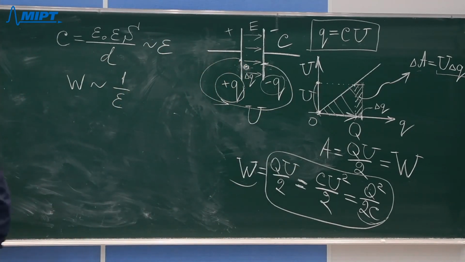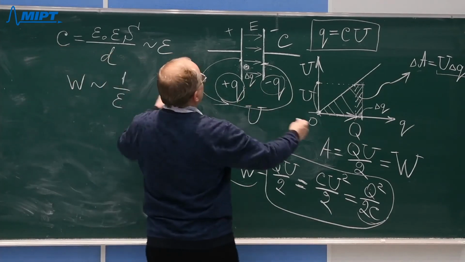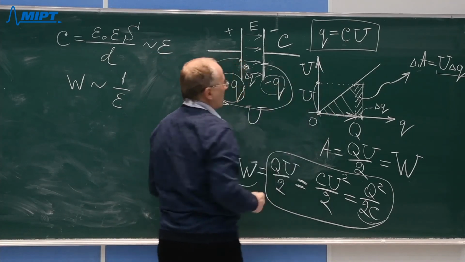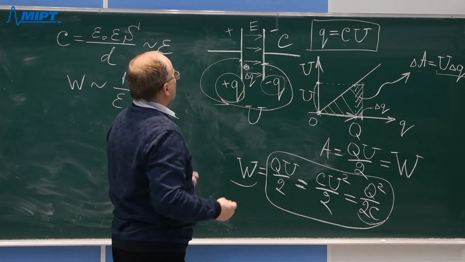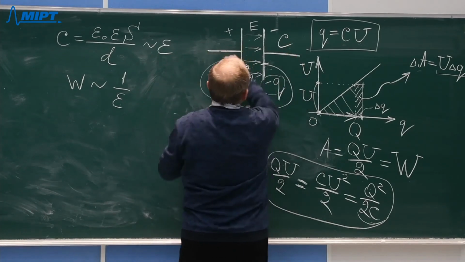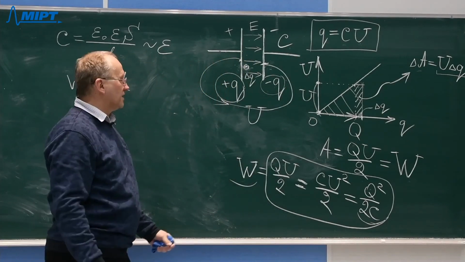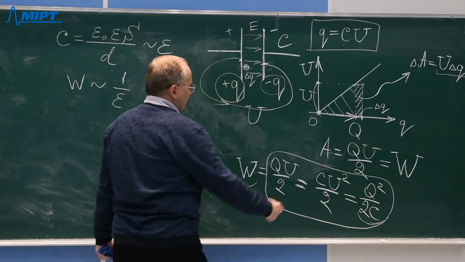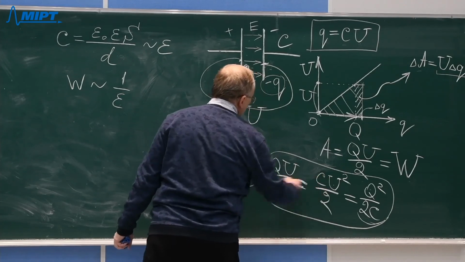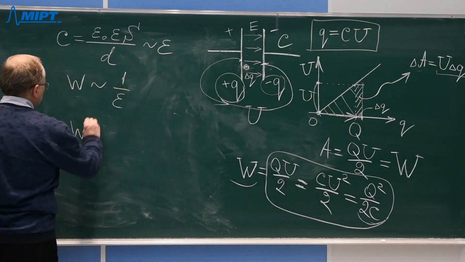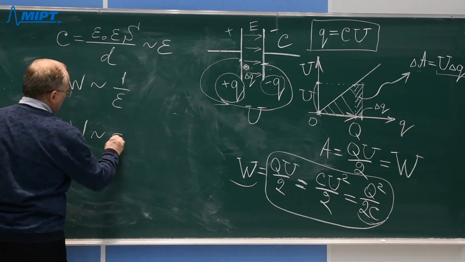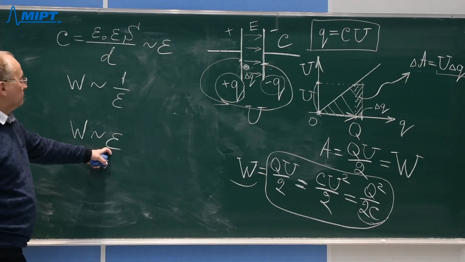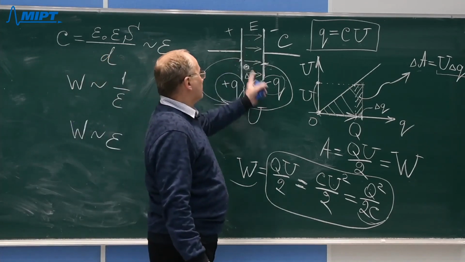Well, there may be a different situation when the capacitor is connected to some external circuit and, for example, is connected to some voltage source in such a way that the voltage on the capacitor will remain unchanged. In this case, if the voltage remains constant, then the energy will be proportional to the capacitance, and the energy of the capacitor will be proportional to the dielectric permeability of the medium filling the space between the plates.